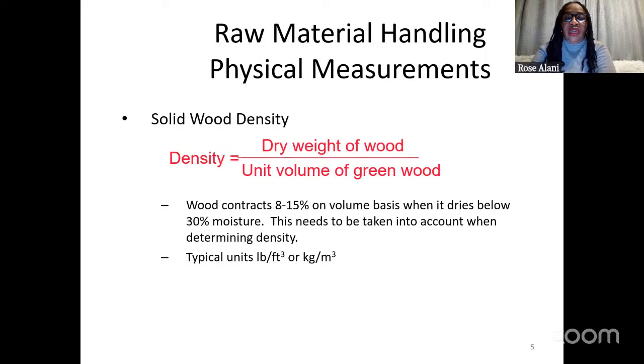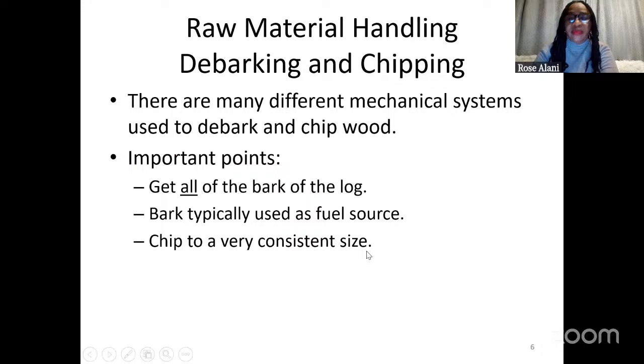So wood on its own contracts about 8 to 15% on volume basis when it dries below 30% moisture. So you have to consider that also when you're calculating your density.